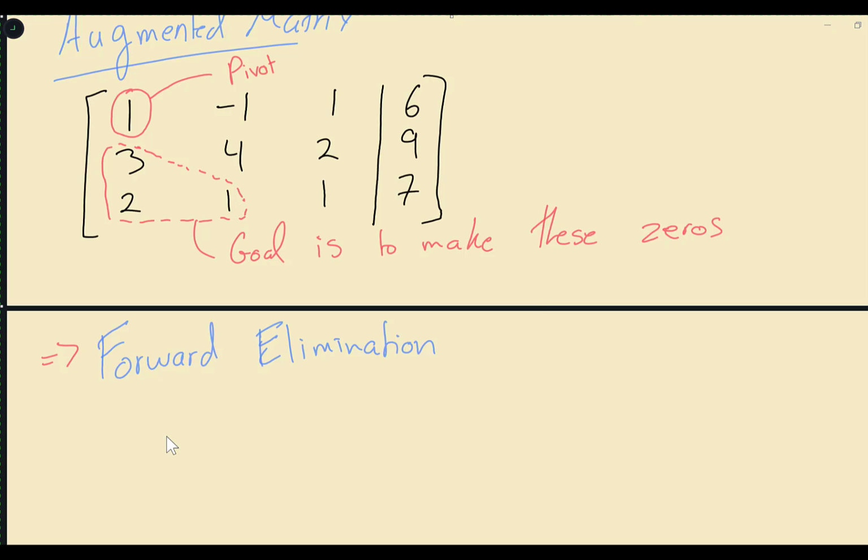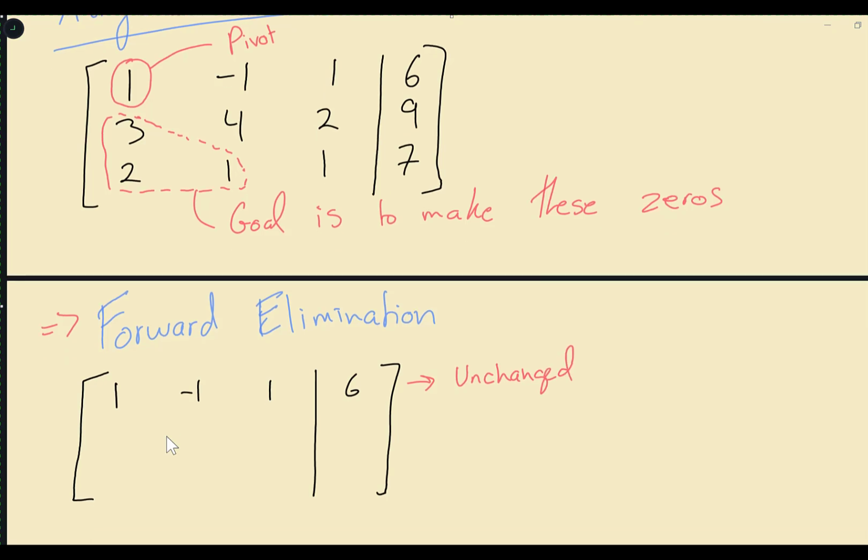What happens to the first row? The first row is already at the goal that we want. We don't want to change anything with it, so it will remain the same. Basically, row 1 is unchanged. Now for row 2 and row 3, in the first step, I want to change them using row 1. This is very key here. You have to use row 1 for row 2 and row 3.